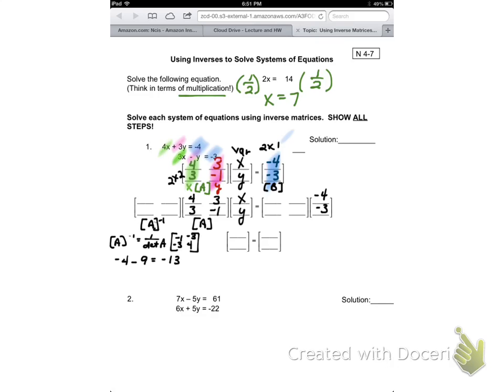So this 1 over the determinant of A is going to be 1 over negative 13. And so then when I multiply, negative 1 times 1 over negative 13 is going to be positive 1/13 here, positive 3/13 here, positive 3/13 again in this spot, and negative 4/13 there. Now if you're doing it in your calculator, you're going to call up matrix A, hit the X to the negative 1 button for that.